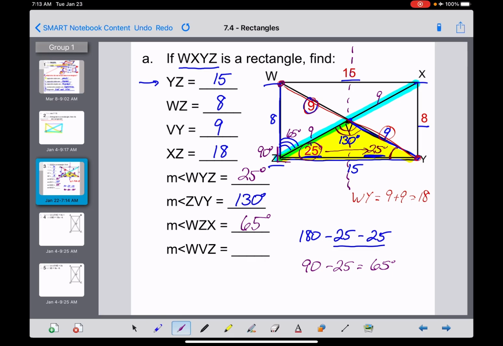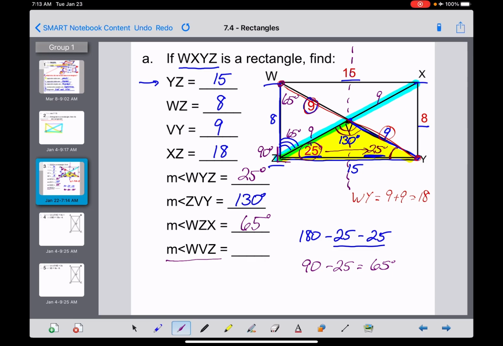Of course, that same thing is going to happen right here as well because we have another isosceles triangle from W to Z to V. And the last question, there's two different ways to get, but we should get the same answer if math is actually right. So the measure of angle WVZ.